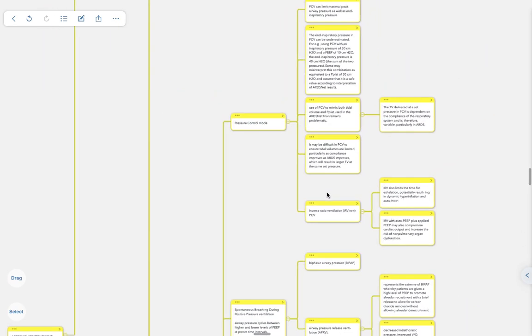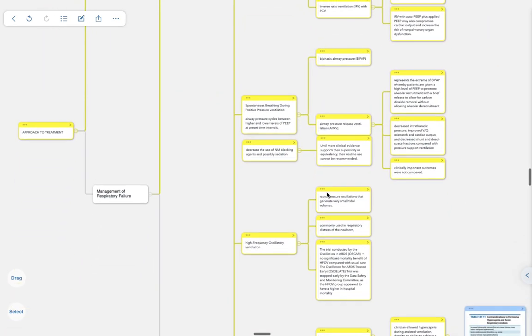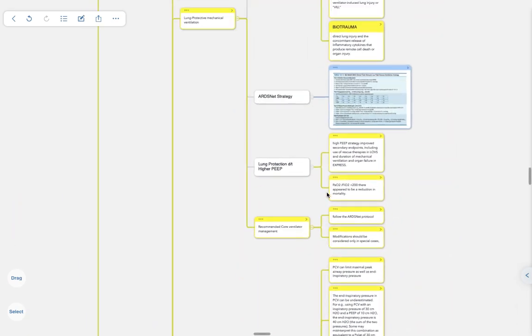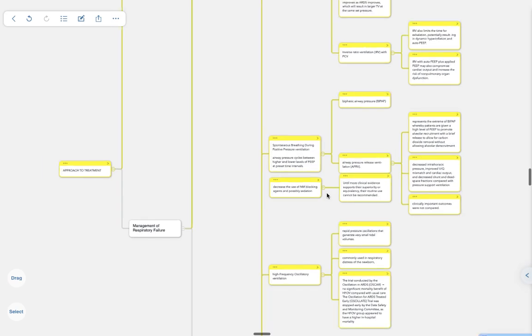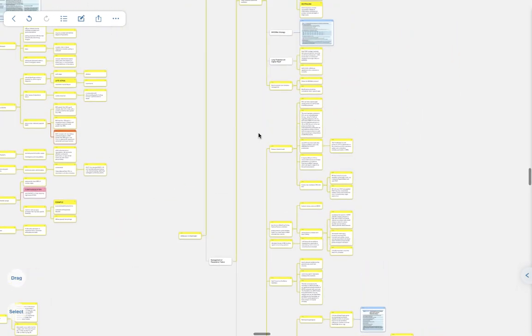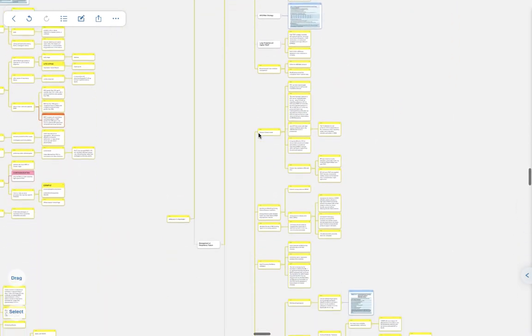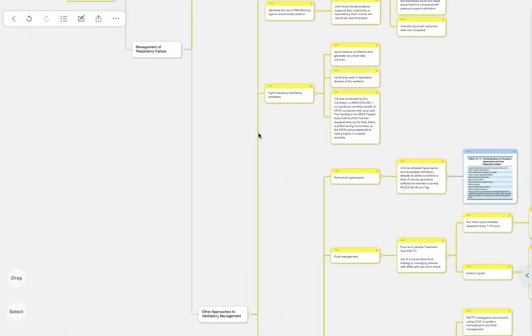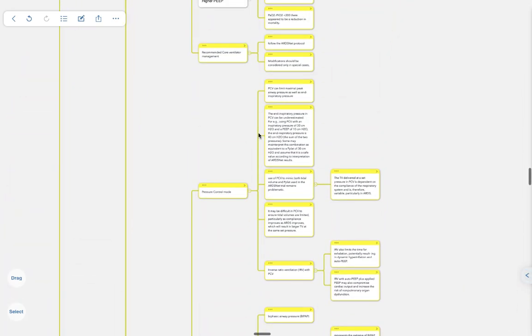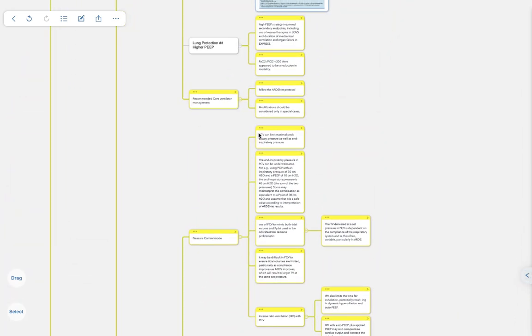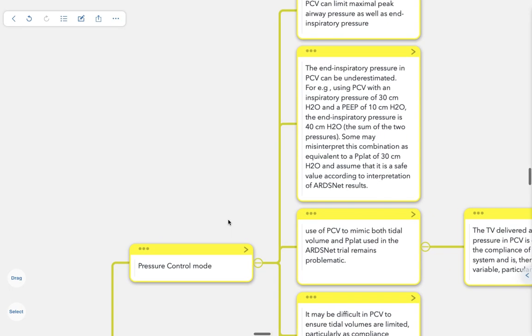Then coming to the modes of ventilation, the management of respiratory failure per se. So we saw the lung protective strategy. Then coming to other approaches of ventilatory management, first we'll talk about the modes of ventilation. We specifically use pressure control mode of ventilation.